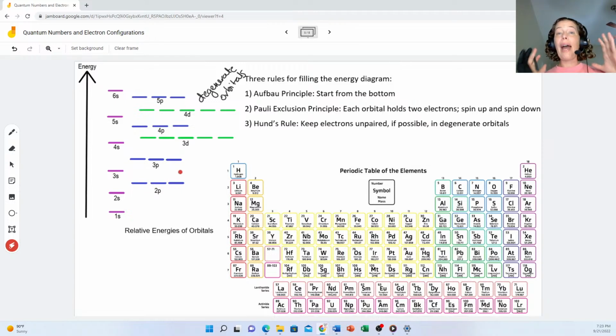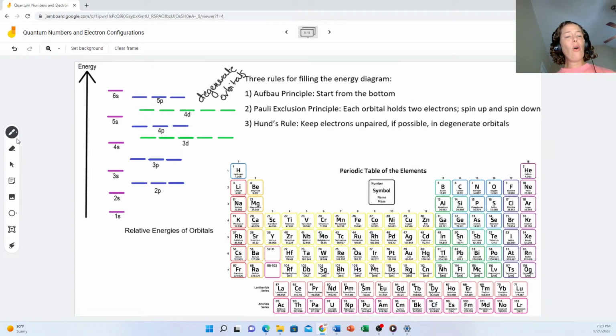Now, don't worry, we are actually going to do examples of this, but I just want to be clear about what the rules are. Now let's see. Okay, it doesn't look like there are any questions so far, but let's start putting electrons in and seeing how this all works.